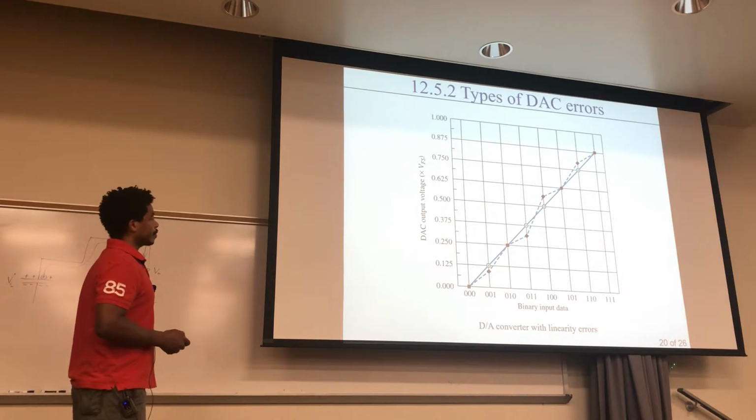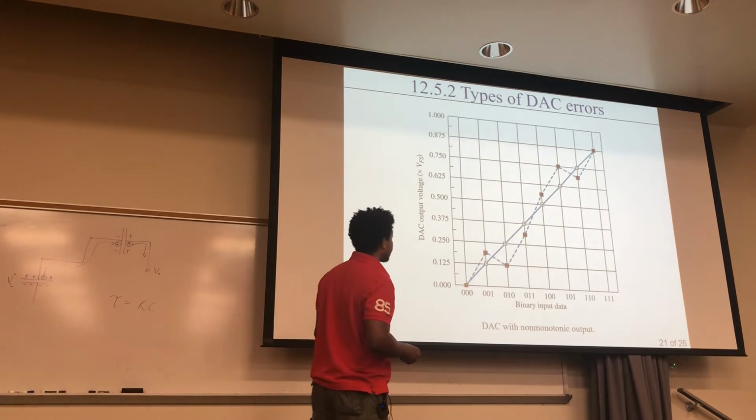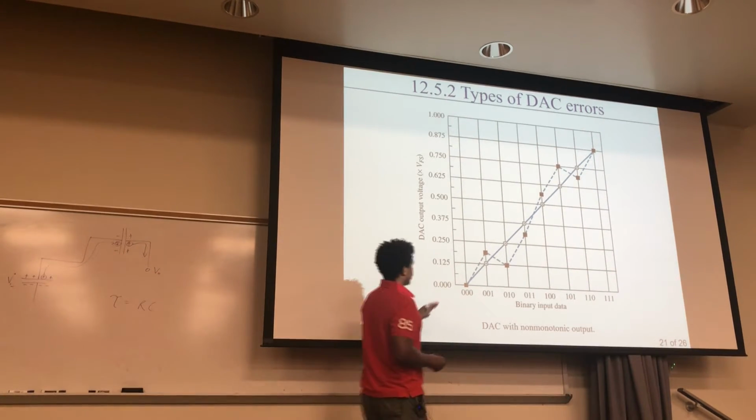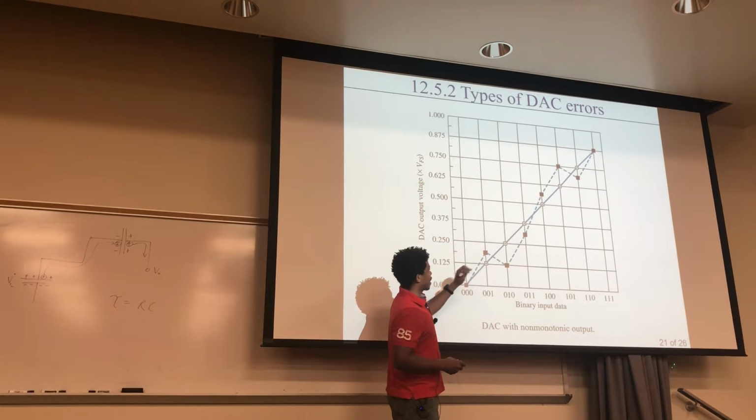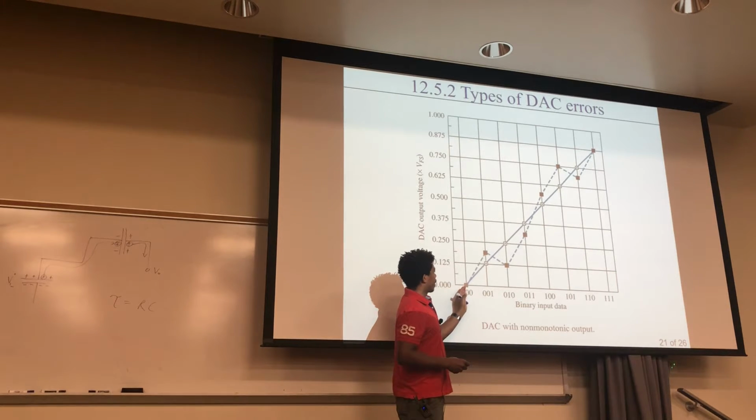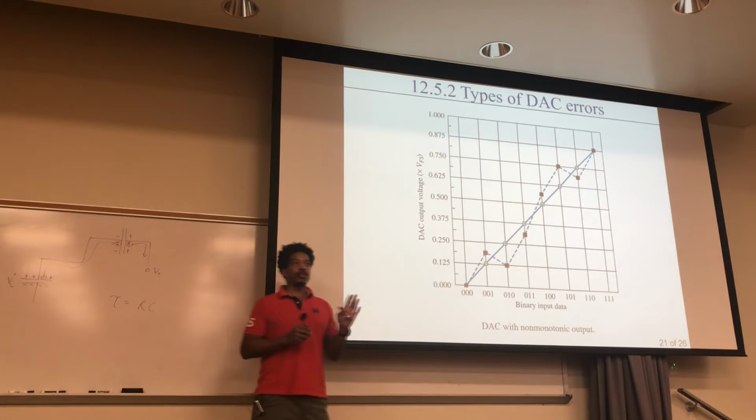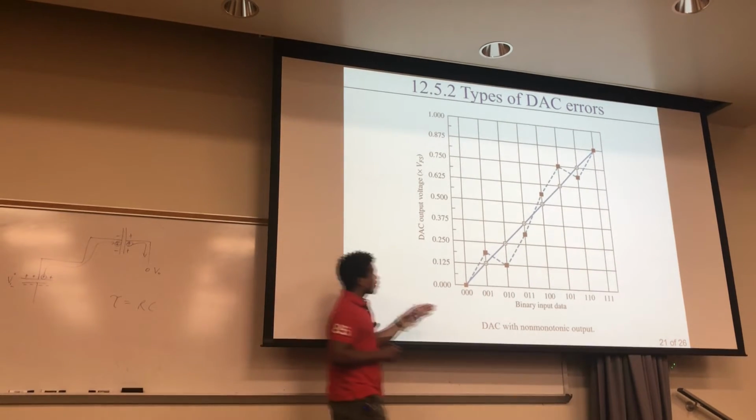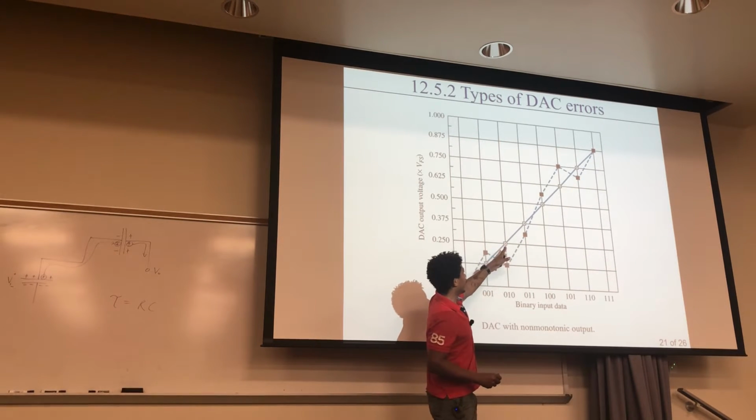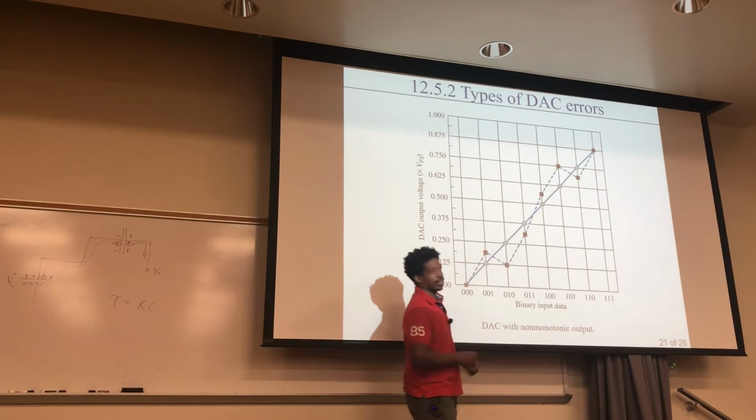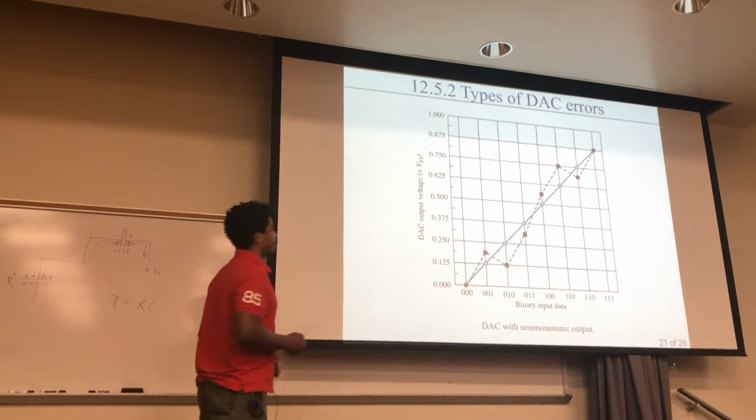A third kind is called non-monotonic, where it doesn't increase monotonically. What I mean by that is that as your input increases, your output should increase at the same rate. But here you have this slope, here you have a different slope, up there you have a different slope. So it keeps changing, so that's not a monotonic increase, and that can be a source of error as well.